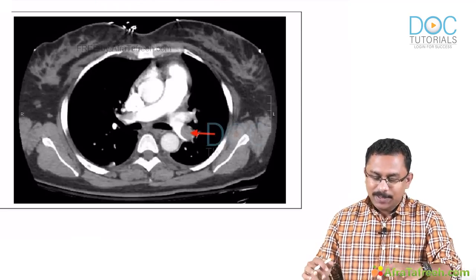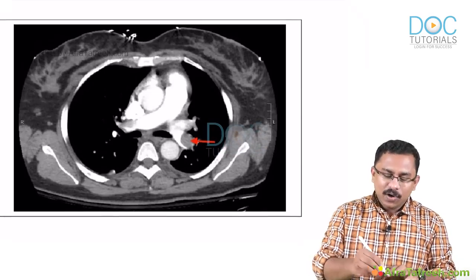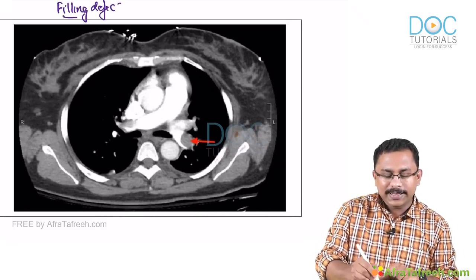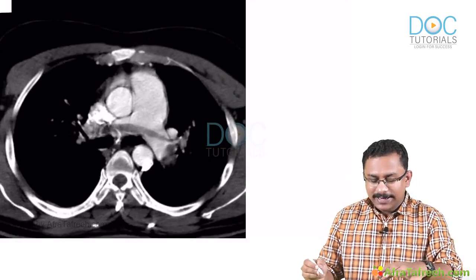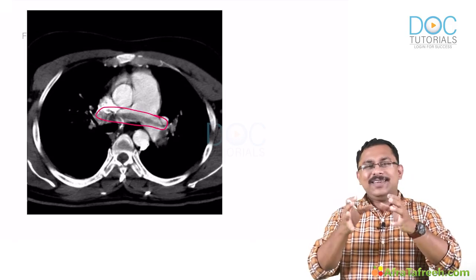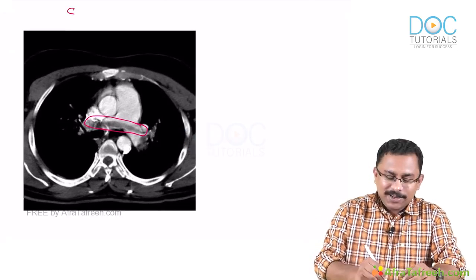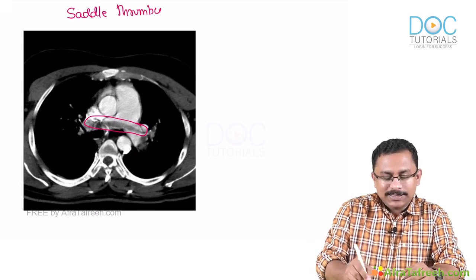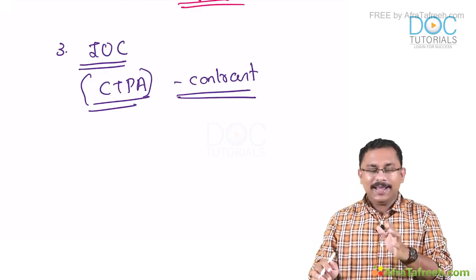So this is a CT pulmonary angiogram and you can see the red arrow is pointing in this figure to a clot, and the clot in a CTPA would appear as a filling defect. The contrast will not be able to fill that region, so it will be a region of filling defect. This is another patient with a pulmonary embolism. Here you can see this clot blocking the pulmonary artery bifurcation. Such a large clot which obstructs the pulmonary artery bifurcation is called a saddle thrombus. So that is your CT pulmonary angiography.